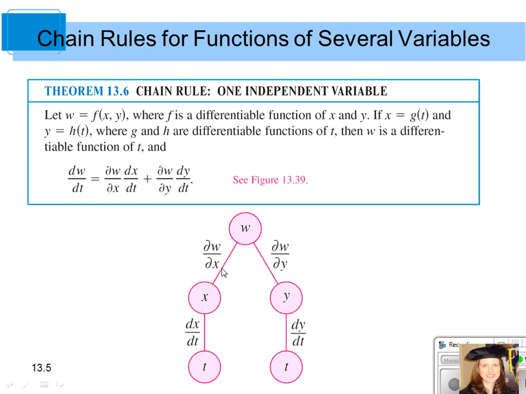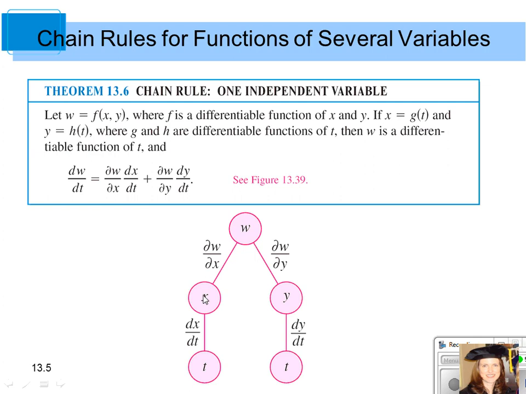Now, since w is a function of two variables, you must take partial derivatives. Partial derivative with respect to x and the partial derivative with respect to y. Since x is a function of a single variable, you take a straight derivative, the derivative of x with respect to t, and since y is a function of a single variable, you can take the derivative of y with respect to t. Now take a look at these branches here.